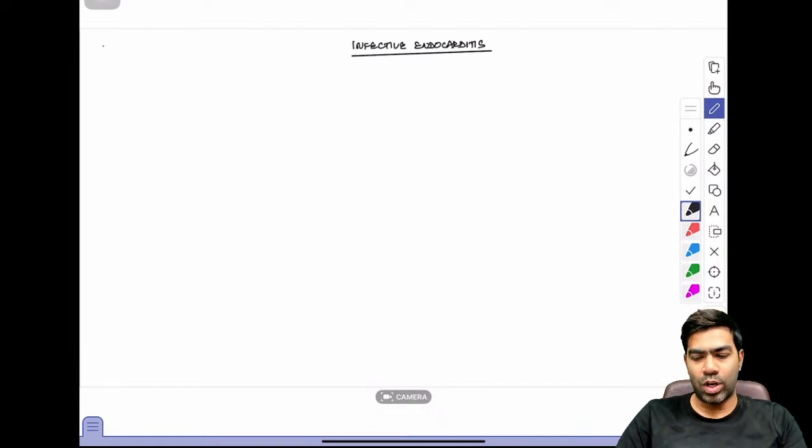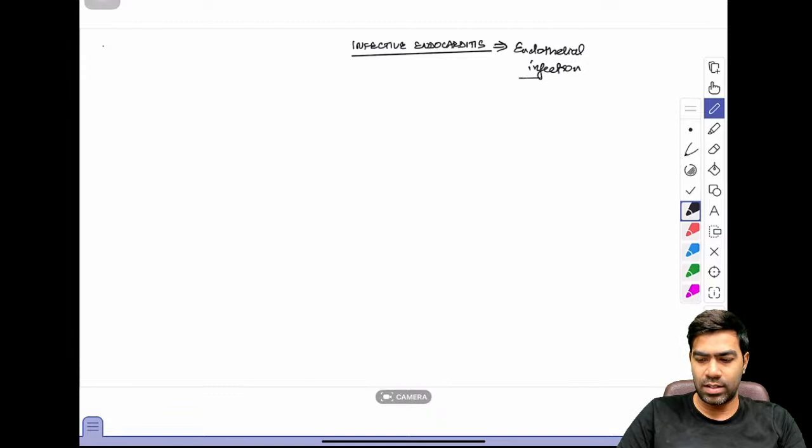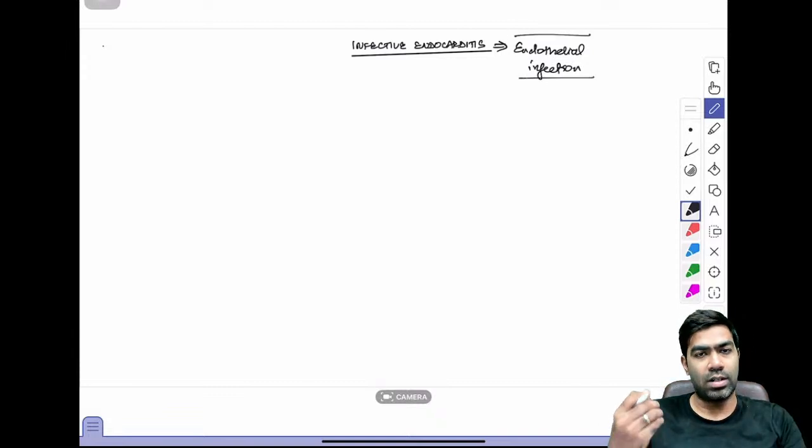Infective endocarditis is basically an infection of the endothelium of the heart. So I can call it an endothelial infection. Why am I reiterating this fact? Because many students think that infective endocarditis is basically an infection of the valves. No, it's not. It's an endothelial infection.